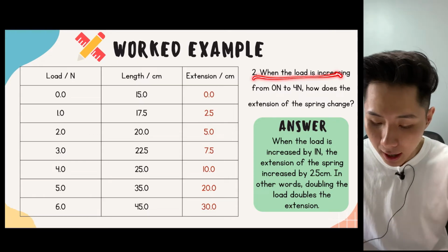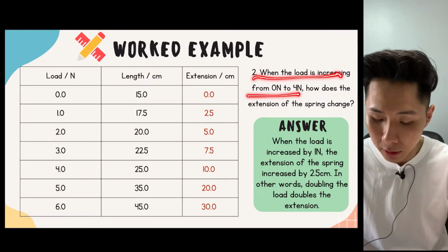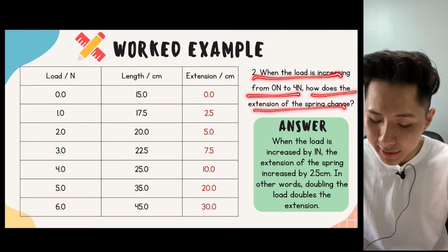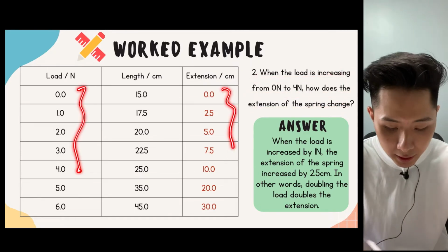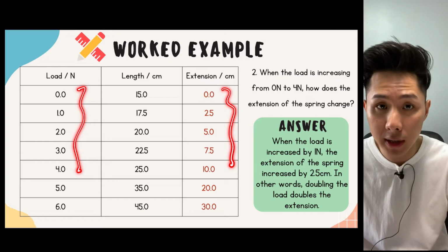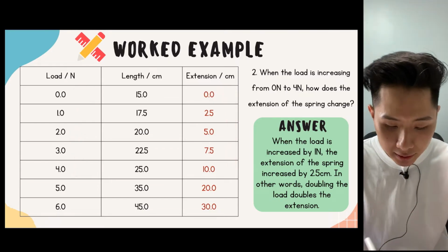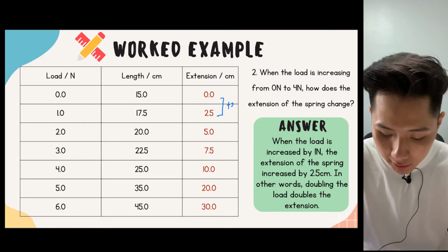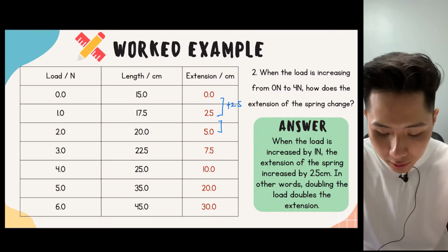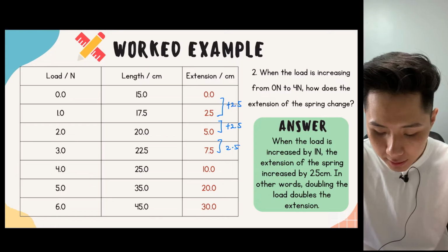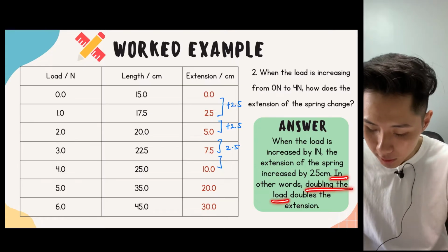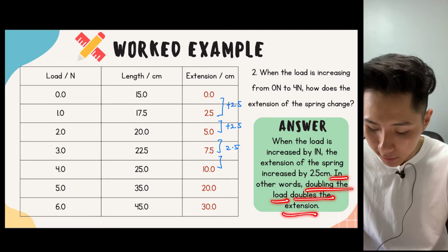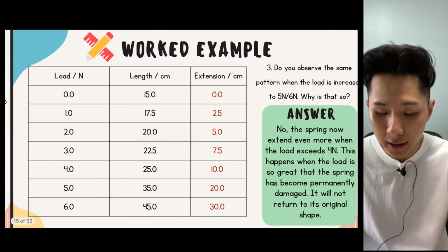The question asks, when the load is increasing from 0 Newton to 4 Newton, how does the extension of the spring change? We can see that the extension of the spring increases linearly, meaning the increase is constant. Every 1 Newton of force you add, 2.5 cm of extension is added. In other words, doubling the load doubles the extension, which is correct.